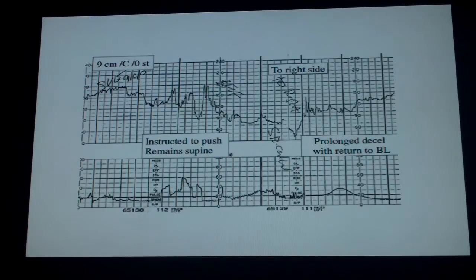Just another example. If you have something like this, you don't even have a little section enough to determine a baseline, so you can say indeterminate. You've got a variable there, and then a prolonged, or really a prolonged with a little variable mixed in. But if you look at how long your decel is there, it is over 2 minutes, so that's a prolonged decel.